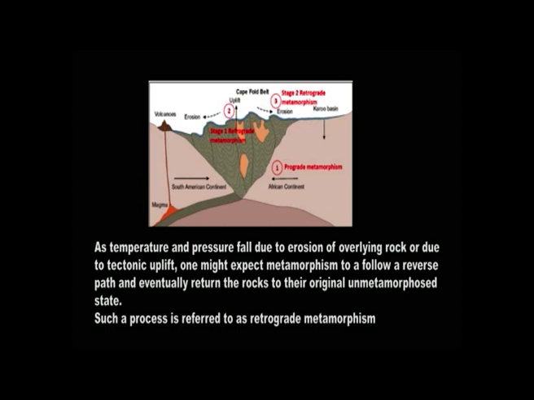As temperature and pressure fall due to erosion of overlying rocks or due to tectonic uplift, one might expect metamorphism to follow a reverse path and eventually return the rock to its original unmetamorphosed state. Such a process is referred to as retrograde metamorphism. If retrograde metamorphism were common, we would not commonly see metamorphic rocks at the surface of the earth.